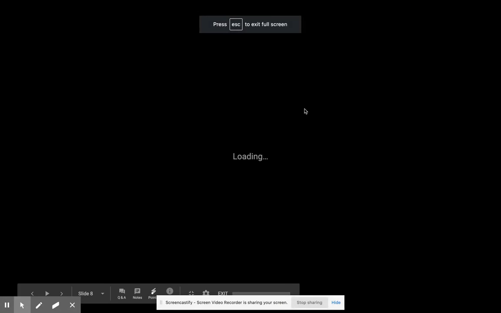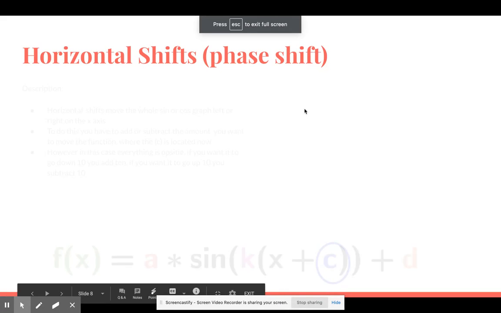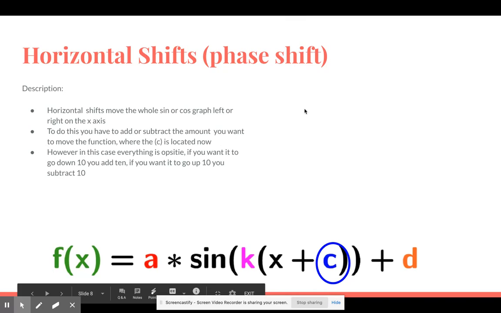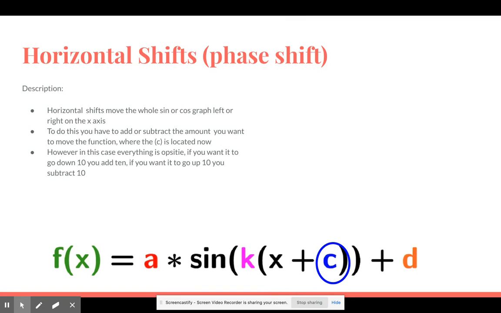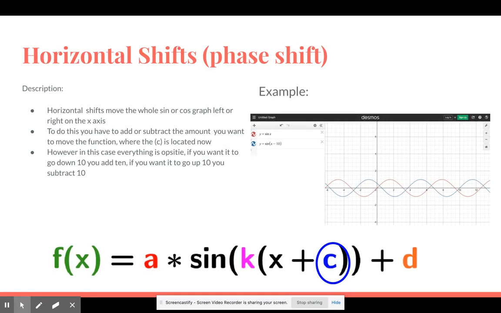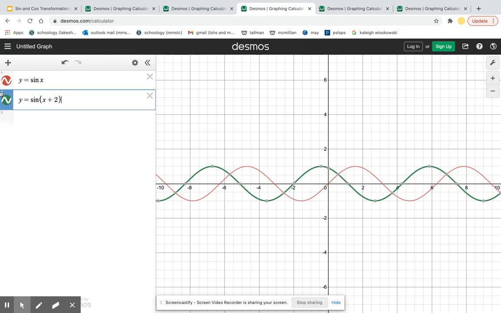So next we have horizontal shifts, otherwise known as phase shifts. Now these can be a little different. Horizontal shifts move the whole sine or cosine graph left or right on the x-axis. To do this, you have to add or subtract the amount you want to move the function, where c is located below. However, in this case, everything is opposite. If you want to go down 10, then you would add 10. If you want to go up 10, you would subtract 10. So this might be a little clearer in Desmos.